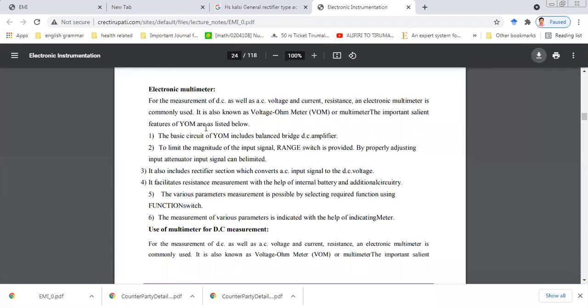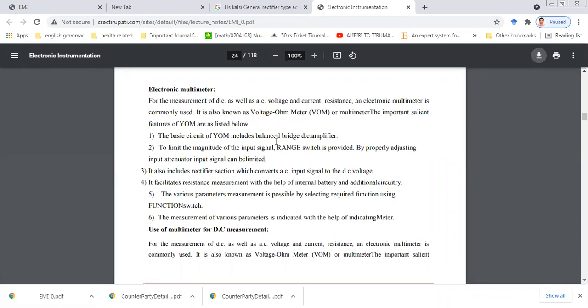So the multimeter is a combination. We can measure voltage, current, and resistance. Generally we call it a voltage ohm meter, and it mainly consists of the following features. The basic circuit includes the balanced bridge DC amplifier, and there is a range switch. By using that range switch, we can select the parameter.